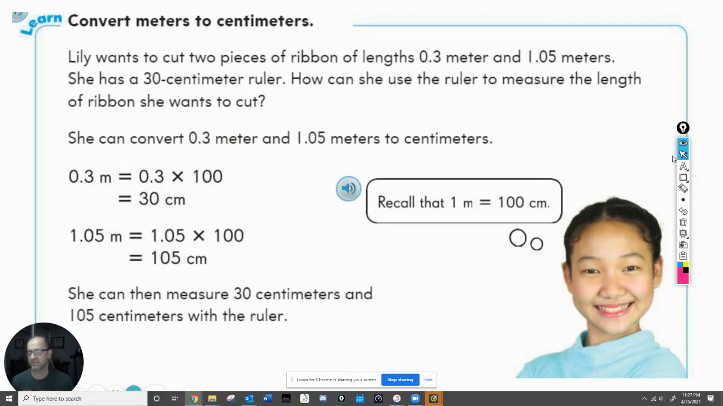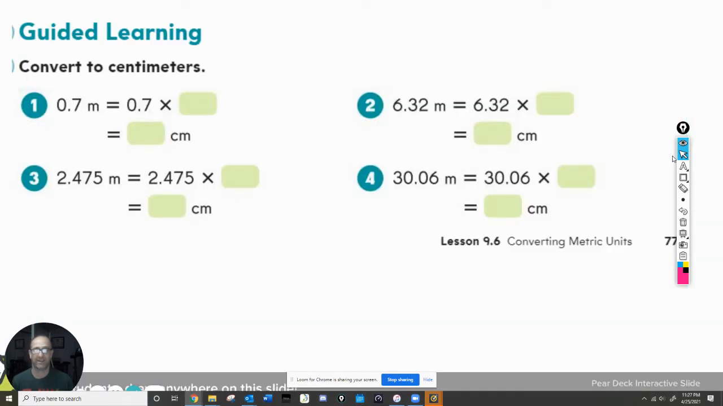All right, did you get all that? If you didn't, pause me and read it again. Let's carry on. We're converting meters to centimeters, and each one of these we're going to be multiplying by 100, or as I like to do, moving the decimal 2 places.